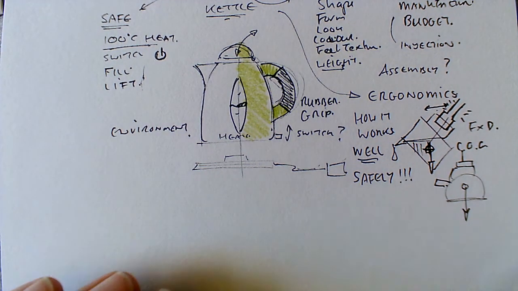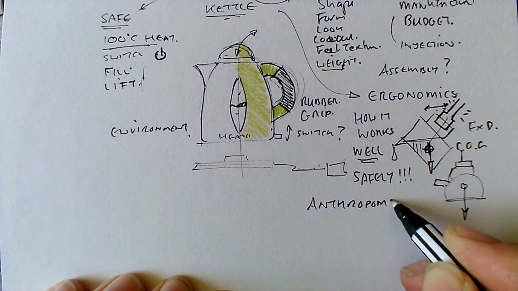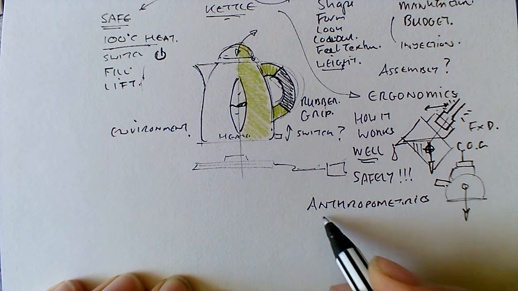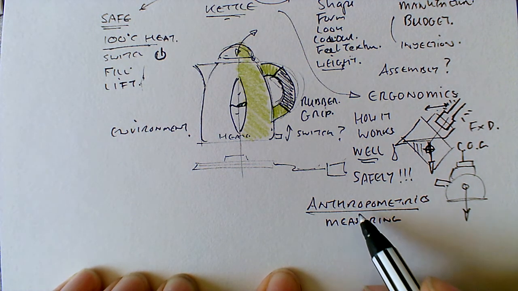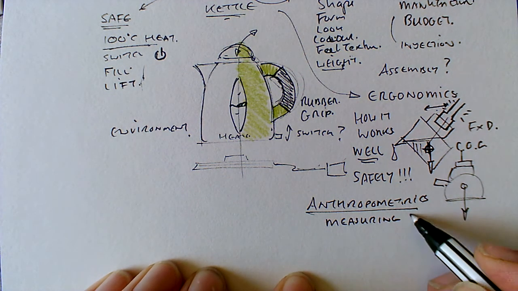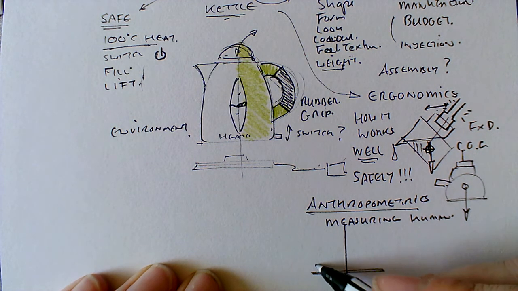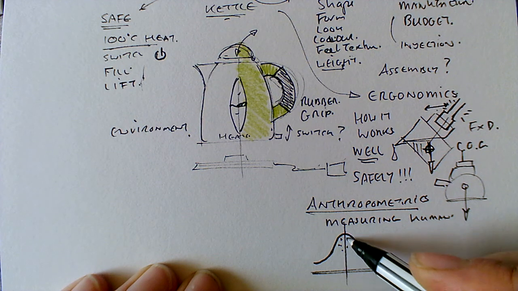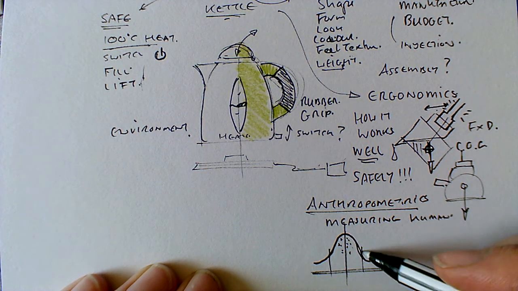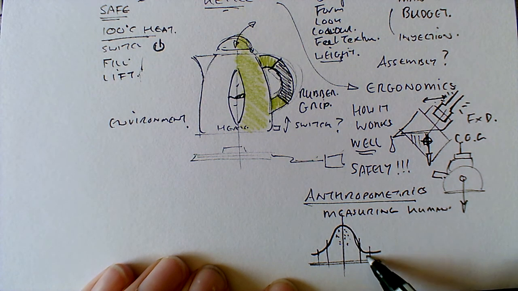And part of ergonomics is this term. Now they sometimes get mixed up: anthropometrics and ergonomics. Anthropometrics is measuring. Anthro from human, metrics from measuring. Measuring humans. Anthropometrics is basically how we measure people. So you need to be aware of your target audience, but basically the majority of people fall into a category in the middle, the average, with a few people on the outside, and then very few people at the extremes.